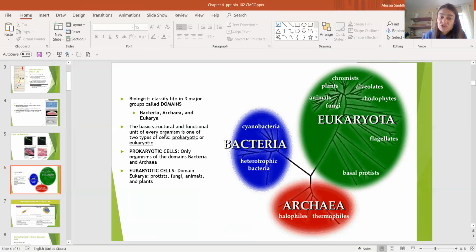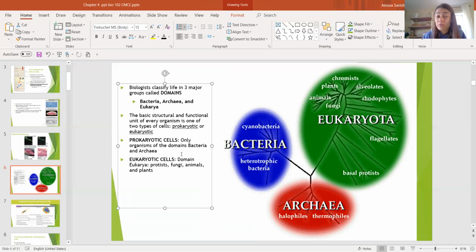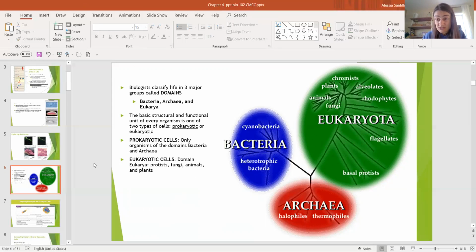The basic structural and functional unit of every organism is a cell, and we have 2 types of cells. We have prokaryotic cells and eukaryotic cells. You're going to need to know the difference between these cells. This is critical for basically not just this unit, but all units after this, so for the rest of the semester.